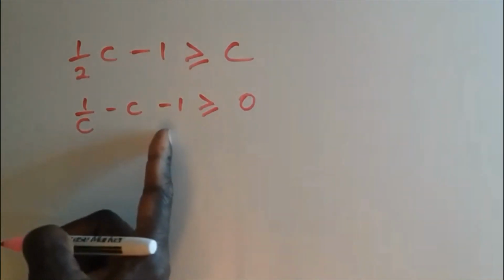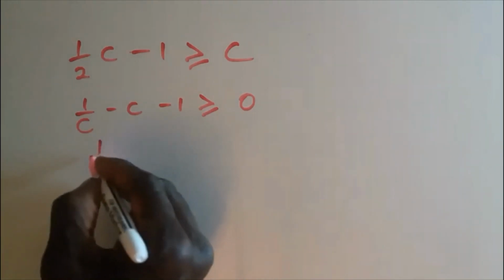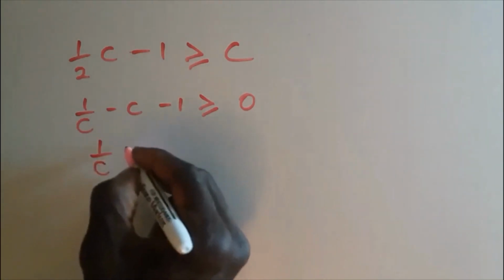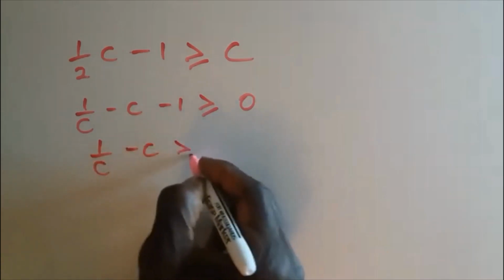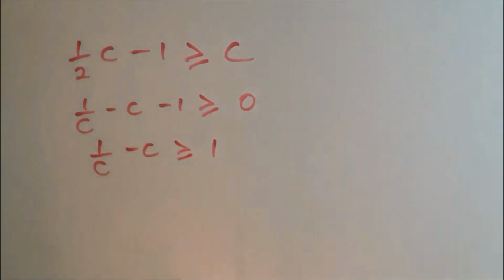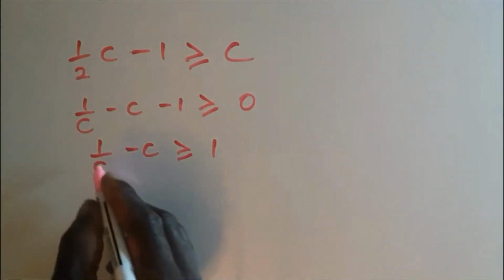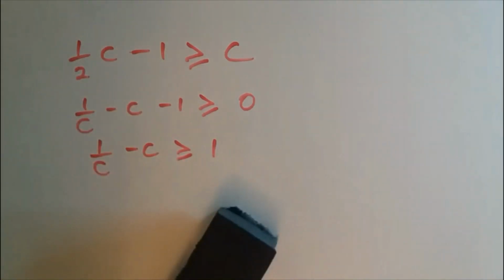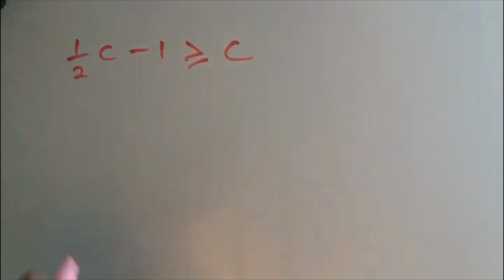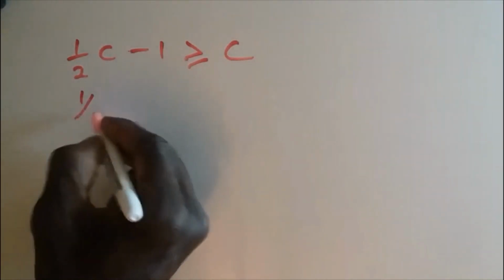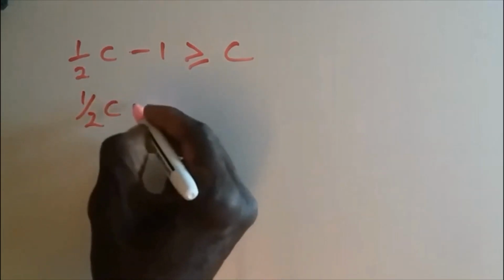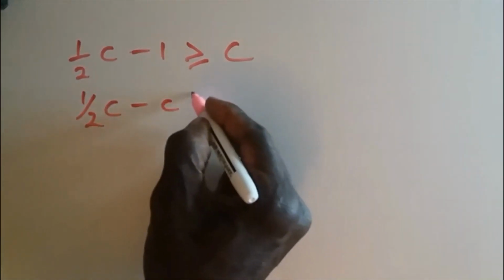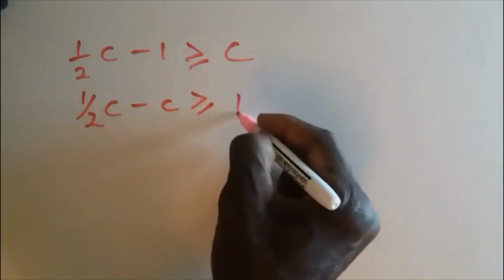We can add 1 to both sides to get rid of this negative 1. So we have a half c minus c is greater than or equal to 1. Oops, I made a mistake there. So this should be a half c minus c is greater than or equal to 1.